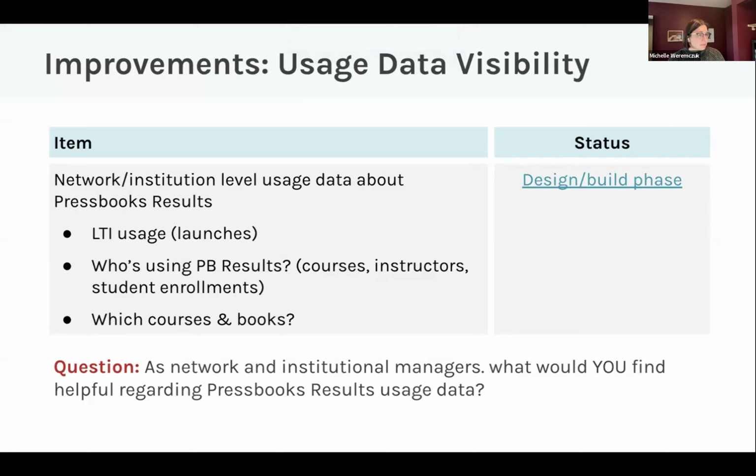Then we have the data visibility. So we are providing new information we've been working on, showing the network and institutional level data used for Pressbooks results. If you're running a shared network, you would see the list of the institutions, or if you run one, you would see that institution, but it basically gives insight to the number of users, courses, and books that results is being used in. And I will also share this one. So let me see if it will let me just open it.